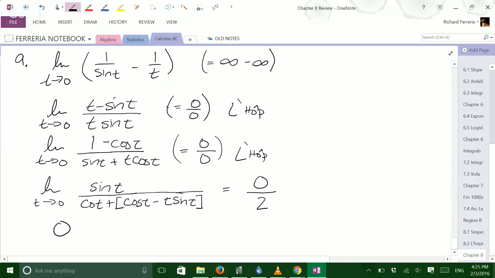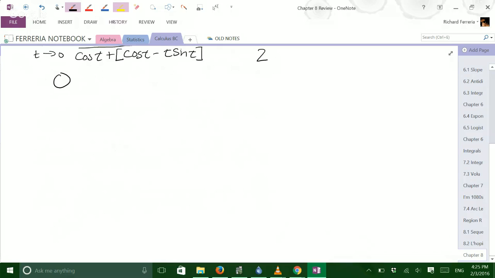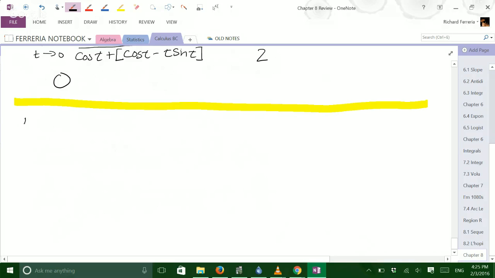Oh, I wrote a cotangent. Sorry, that's cosine t. I can see how that's confusing. Okay, any questions on 9? Okay, 10, 11, do we need to do those? Yeah, we do have 10 in class. Let's take a look at 11 for now.